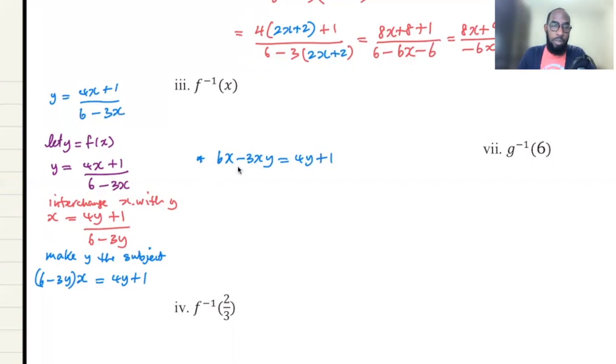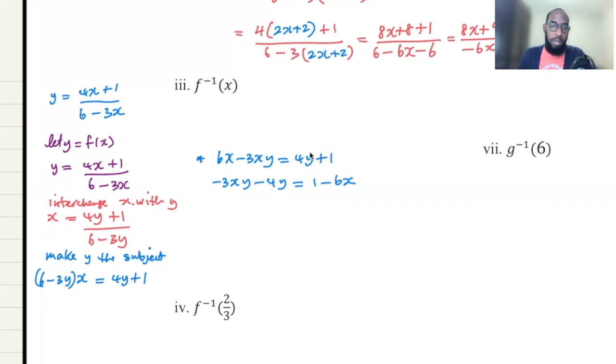I want to make y the subject, so I want y on one side and everything else on the next side. So I have negative 3xy minus 4y is equal to 1 minus 6x. If you're unfamiliar with transposing, look at my transposition video and it will clear up a lot of the issues, right? Or subject of the formula. Some people say subject of the formula. It's the same thing.